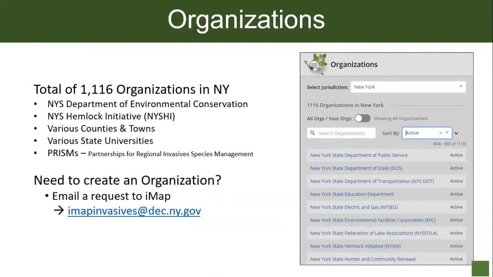There are over 1,000 organizations in New York in iMap right now. These include agencies like the DEC, as well as other groups like the Hemlock Initiative, various counties and towns, various state universities, and the PRISMs. So I encourage you to first search what organizations we already have in iMapInvasives, and if you don't see your organization and would like it to be added, please email a request to us at imapinvasives@dec.ny.gov.